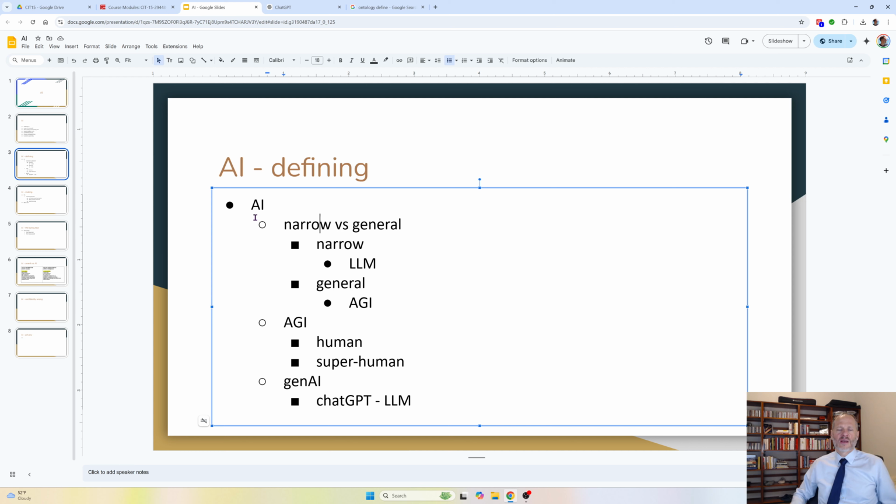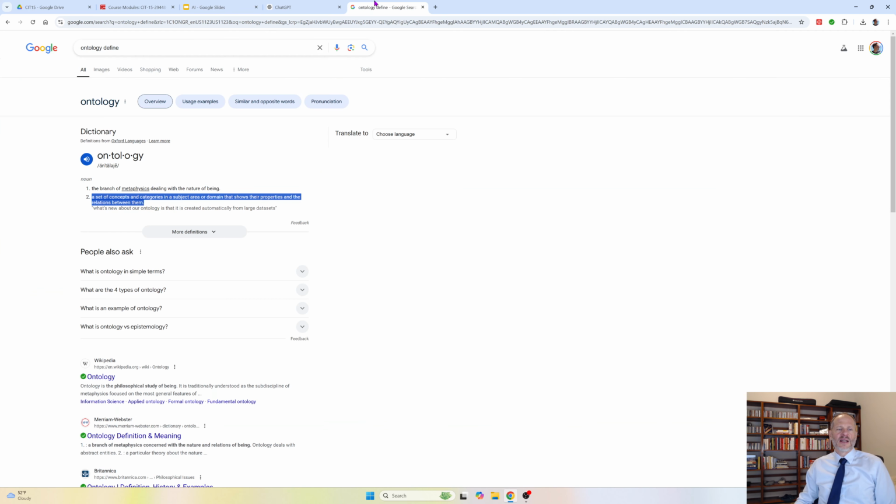I compared vehicles, this large overarching concept, to artificial intelligence, which is also a large overarching concept. But this helped you understand this idea of large overarching concepts and then subconcepts within it. And that's the ontological structure of ideas. I really encourage you to look up ontology and own that as one of the words which you have in your vocabulary.